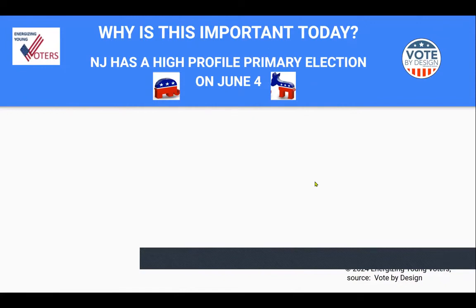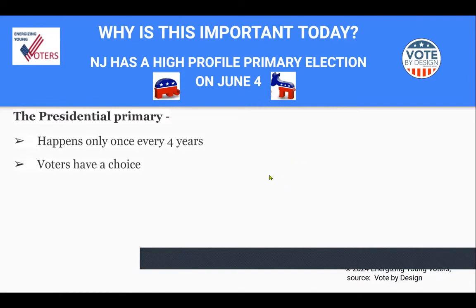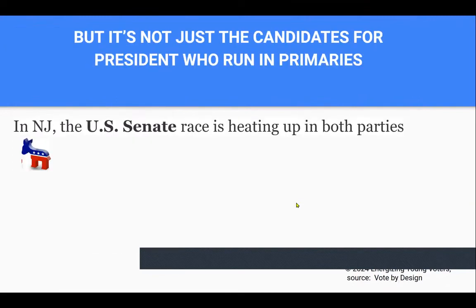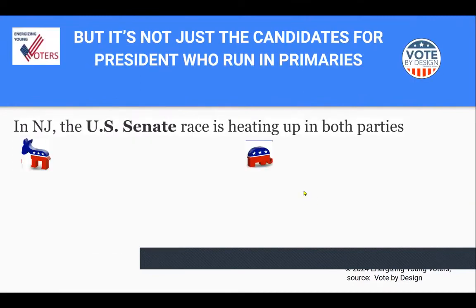So, in fact, the primary election may be much more important because of the senatorial race than because of the presidential race. In the presidential primary, it only happens once every 4 years. Voters have a choice. Declared Republicans choose the person they think should run in the Republican ticket, and Democratic voters choose who they think should run on theirs.